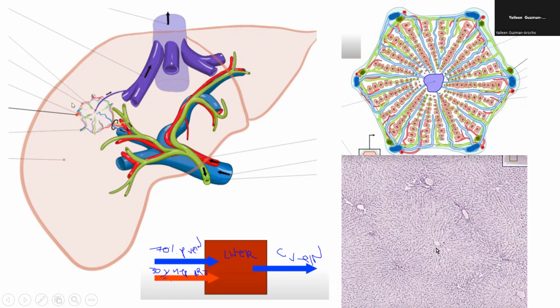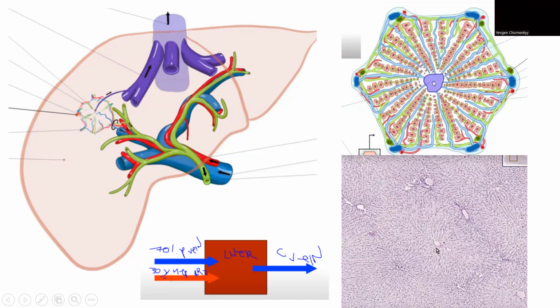If you look at the microscopic anatomy, you get this hexagon shape. In the center you have the central vein, and on the periphery you have the artery and the portal vein. The blood comes in through here, gets filtered through all the sinusoids and the hepatocytes, and goes out into the central circulation back to the heart.